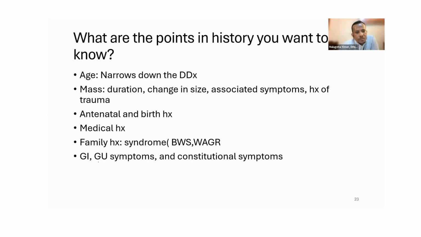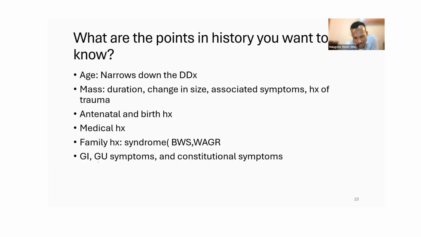Antenatal and birth history is very important. If there is any antenatal sonogram showing, for example, polycystic kidney disease, a mesenteric cyst, or lymphangiomas, that's very important. Birth history, like prematurity, is associated with some forms of tumor, so it's good to ask for those histories. Medical history and family history for syndromic conditions like Beckwith-Wiedemann, WAGR, and other familial syndromes can also be asked. Our focus should be mostly on gastrointestinal and genitourinary symptoms and other systemic symptoms. They are not absolute by themselves, but they will help us.